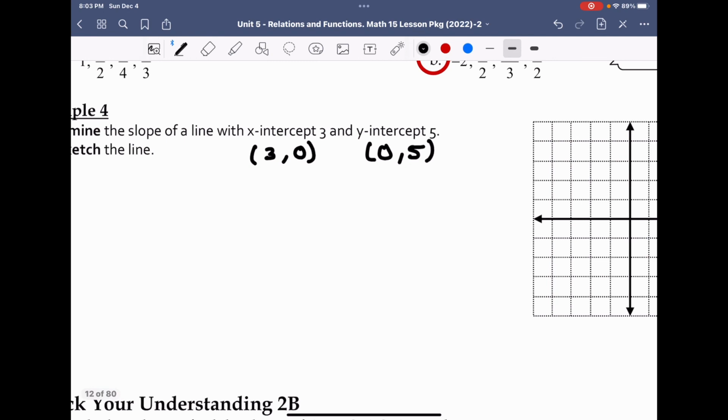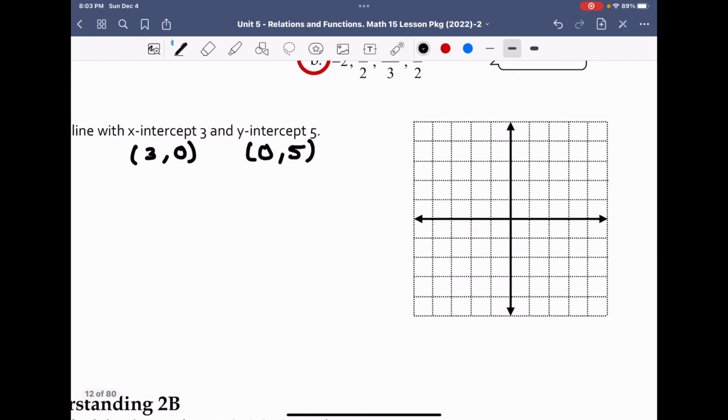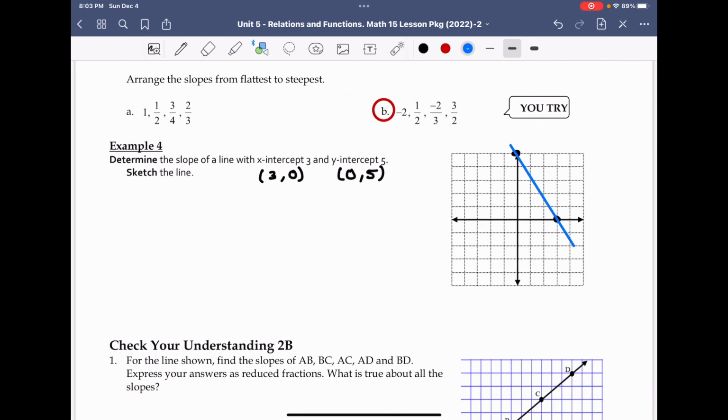Now what we're going to do is plot these points because we know they're an x and y. So if I go 3 positive x and 0 for y, I would be here. And if I go up 5 units for y, I would be here. And the line that would connect these 2 points would be here. Okay, we've created the line that crosses through an x-intercept of 3 and a y-intercept of 5.